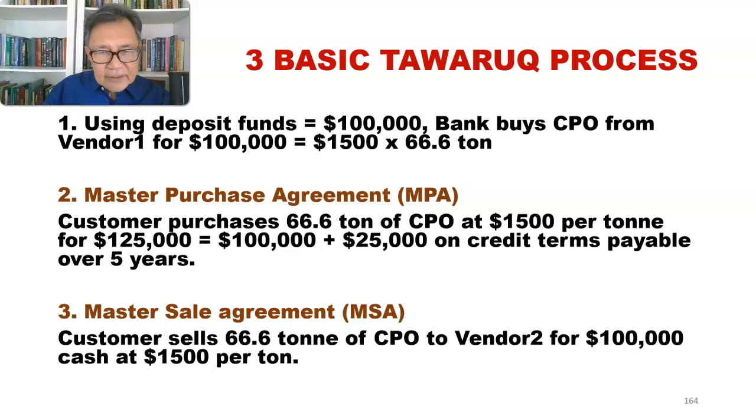So we can see that this Tawaruq system will use only one price to conduct the MPA and MSA in order to attain certainty in the outcome of the Tawaruq financing, which is to guarantee full repayment of the debt to the bank over 5 years, equivalent to $125,000, and to guarantee that the customer will be able to receive the liquidity of $100,000.